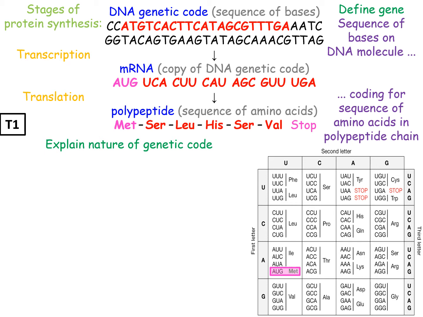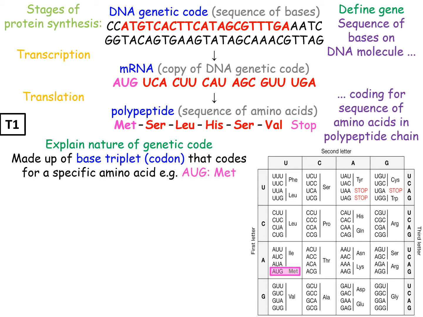So explain the nature of genetic code. The genetic code is made up of base triplets, which is known as codon. So when you read the mRNA, it's actually read in every three bases together. So the first three bases or base triplets or codon that I read was AUG, and each of these codon codes for a specific amino acid. So AUG codes for the amino acid MET.